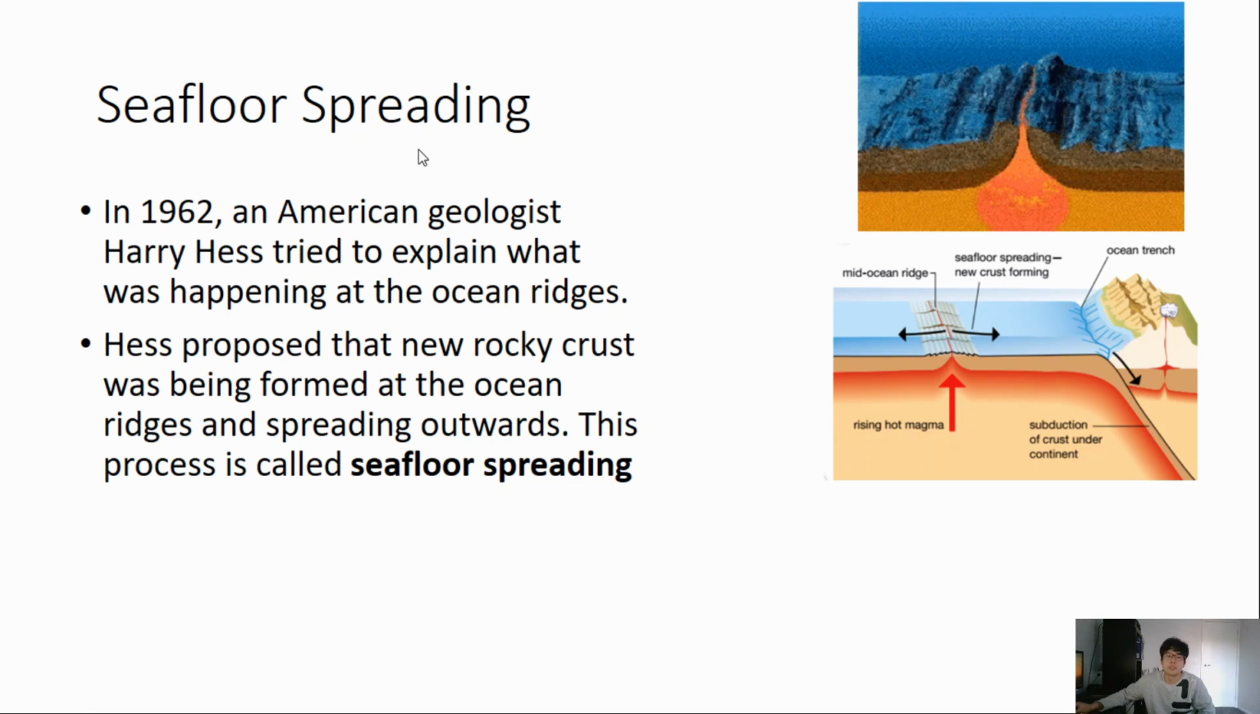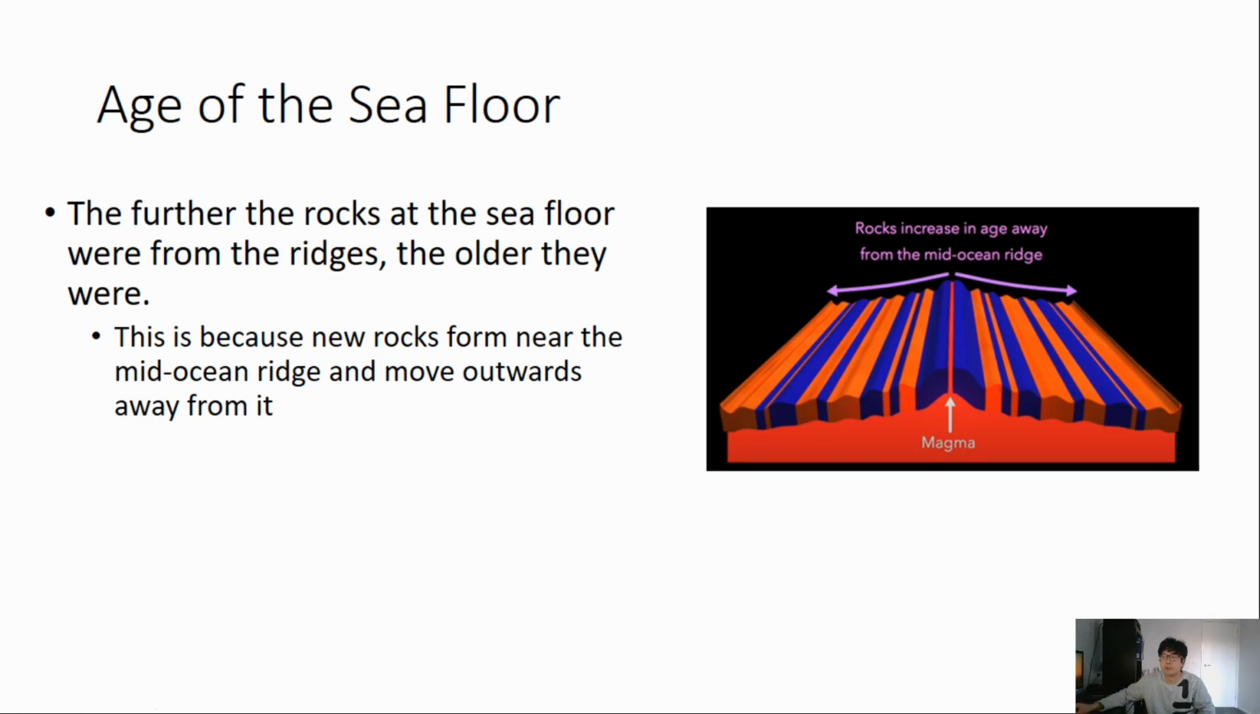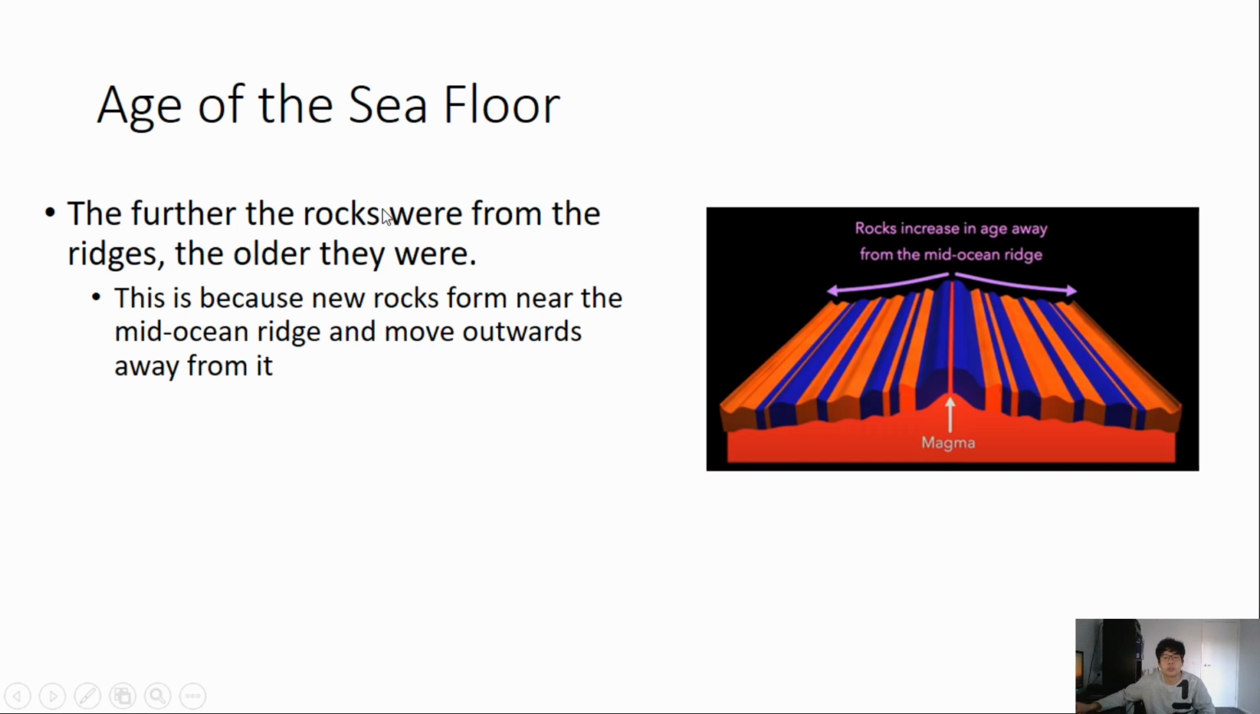Alright, so now to look at the next piece of evidence supporting seafloor spreading, we're going to have a look at the age of the seafloor. So scientists found that the further the rocks were from the ridges, the older they were. This is because new rocks form near the mid-ocean ridge and move outwards and away from it. So once again, this can only be explained through seafloor spreading as new rocks form at the ridge and they get moved away. This is why these ones are older and the fresher rocks will be in the middle.